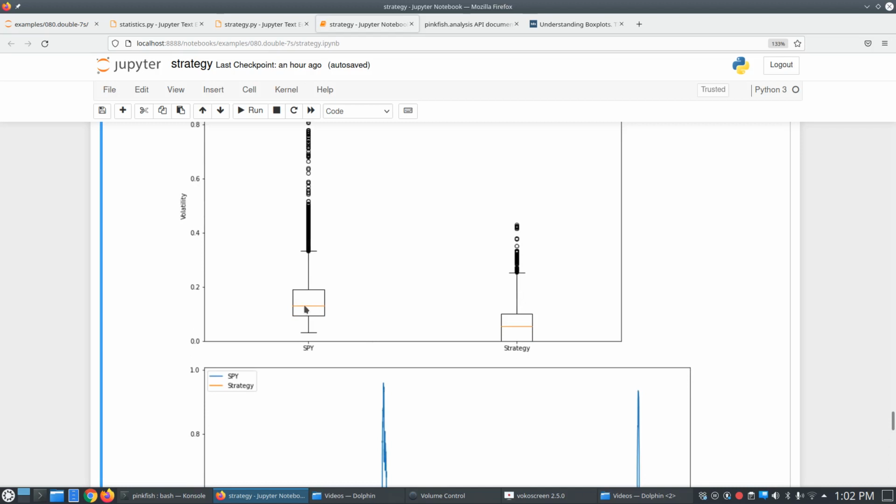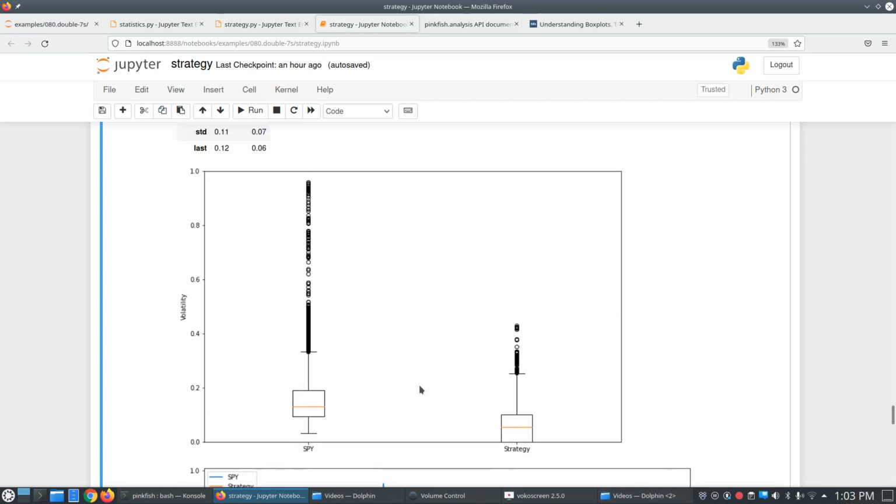This yellow line across here is the 50th percentile, and we can see that it's lower for the strategy. And then the box represents this bottom part of the box, the first 25%, and this is the 75%. That means most of the volatility is going to fall, 75% of it is going to fall within the top of this box here. And you can see that it's lower for the strategy again versus the benchmark.